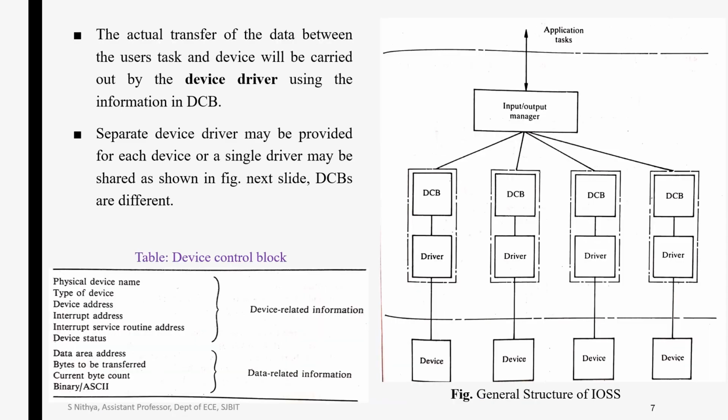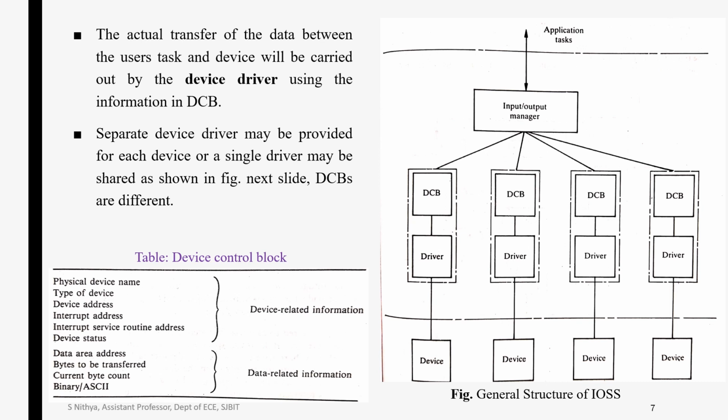Okay, so the actual transfer of the data between the user task and the device will be carried out by the device driver, using the information in the DCB. The input output manager will receive the commands from the user, and that will be sent to the DCB, device control block. A separate device driver may be provided for each and every device access, or a single driver may be shared, as shown in the figure.